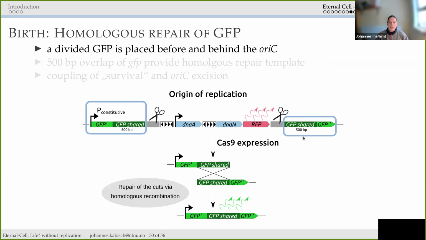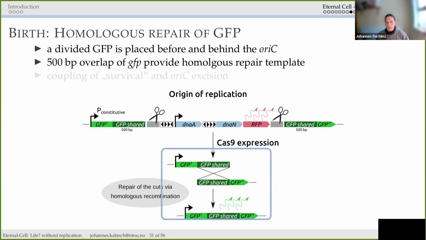Now, once we cut with the Cas9 system, we of course get a double strand break, and this is lethal to the cells. So they need to repair this double strand break, otherwise they die. And conveniently, we of course offer them a nice homology repair template for them to repair this. So they can use the overlap of this GFP to repair the double strand break, which of course then gives a functional GFP and helps us sort these cells.